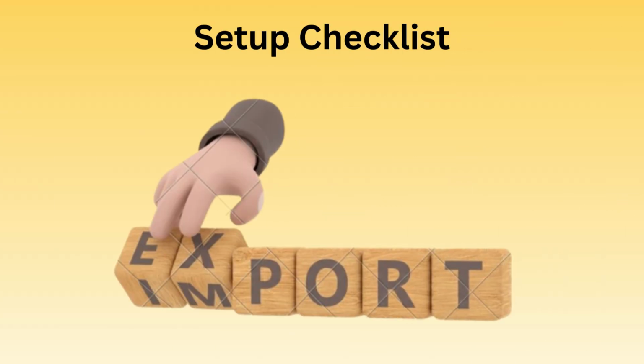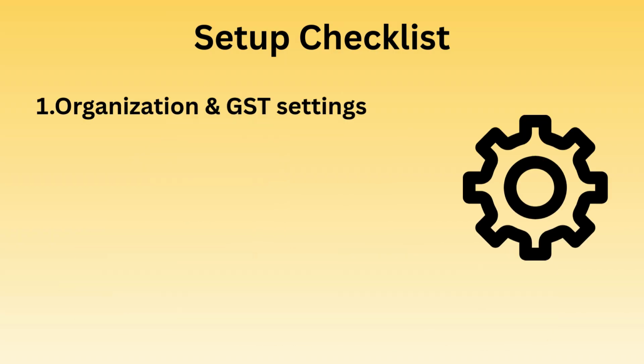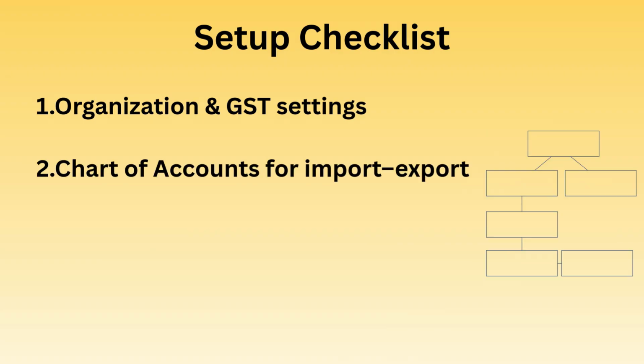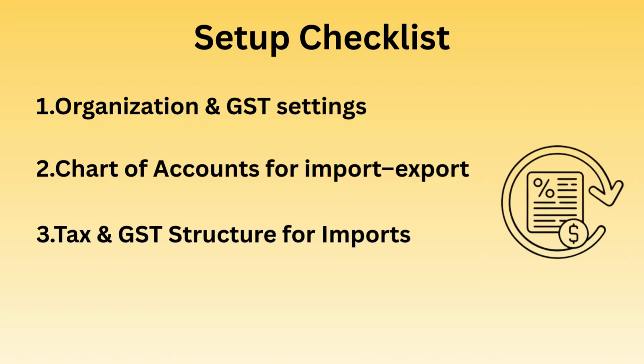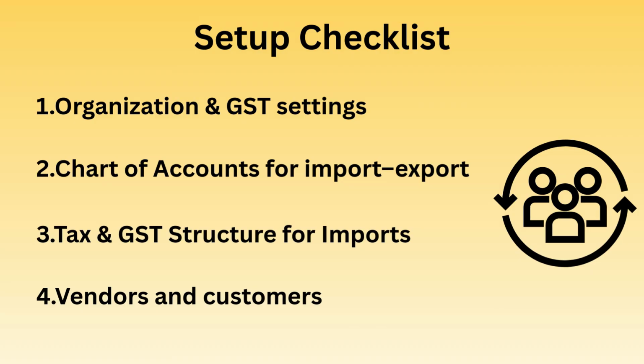Today, we will set up four important areas in Zoho Books. First, organization and GST settings. Second, chart of accounts for import and export. Third, tax and GST structure for imports. And fourth, vendors and customers.